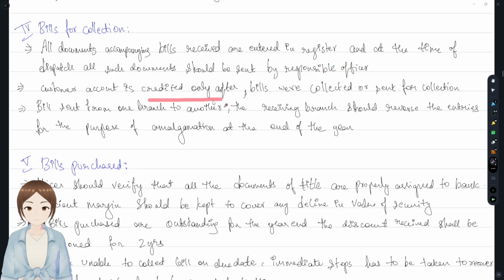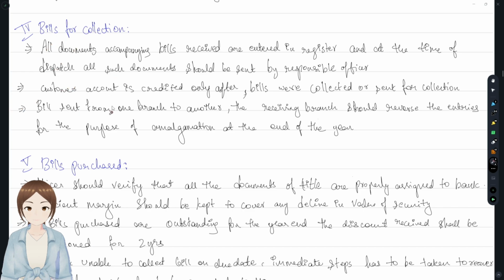The customer account is credited only after the bills were collected. Okay. And for bills sent from one branch to another, the receiving branch should reverse the entries for the purpose of amalgamation at the end of the year. That is, not to duplicate the entries in case of amalgamation.